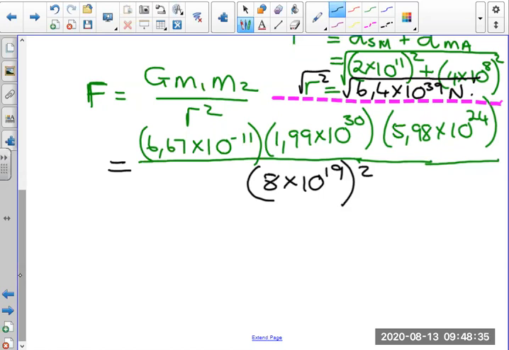Is it 8 times 10 to the power, did you work it out? So it's 2, let me just see again. Square root 2 exponent 11 plus, you see, 4 exponent 8.